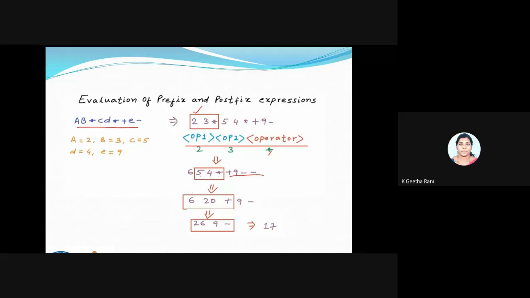Now this will be the perfect format of my postfix: an operand and an operator. So 6 plus 20 will give 26. Now 9 minus, again I have the same format, operand and operator. So 26 minus 9 gives me an answer 17. So this is the way I'll be evaluating the postfix expression with the values.